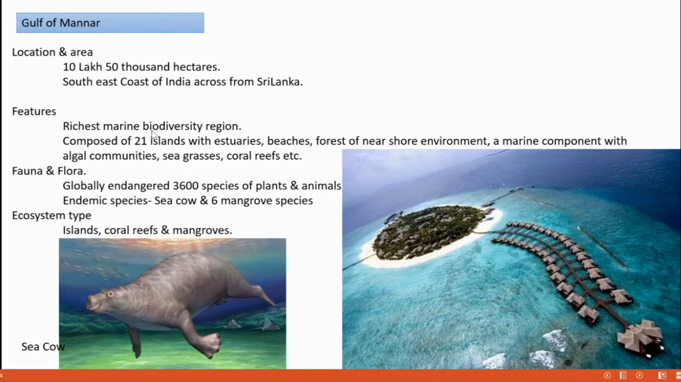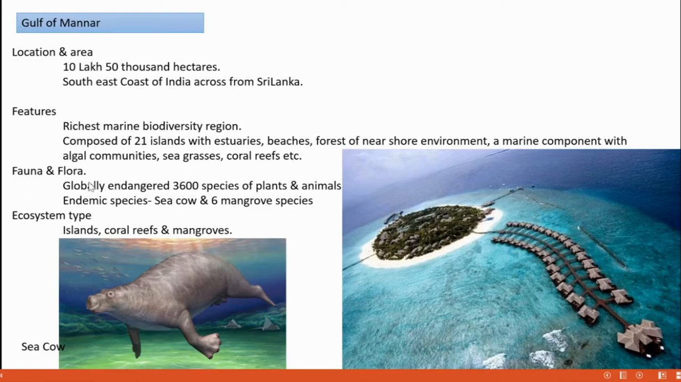Marine diversity is very high in this region, and this Gulf of Mannar is composed of 21 islands with estuaries. Estuaries, we know, are a meeting point between fresh water and saline water. So estuaries are there, beaches are there, forest coverages are also there, and so many algal communities, sea grasses, coral reefs, all are present in this Gulf of Mannar. Such a biodiversity biosphere reserve is this one.